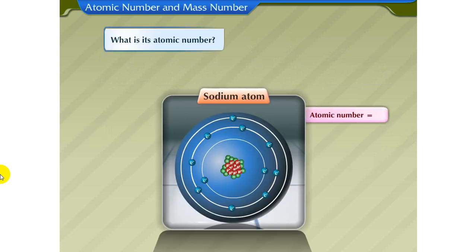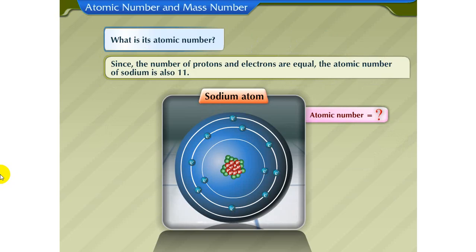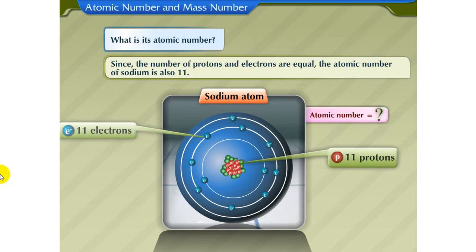What is its atomic number? Since the number of protons and electrons are equal, the atomic number of sodium is also 11.